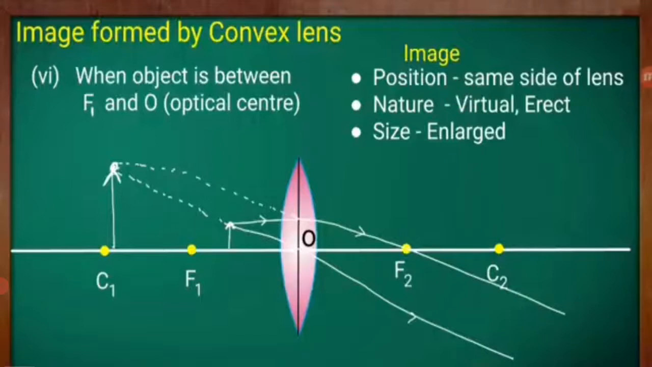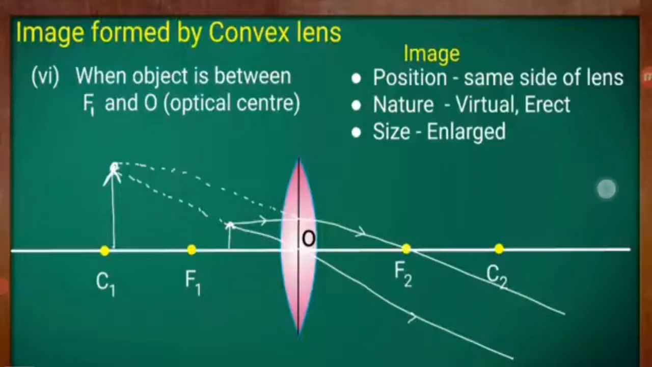So these are the 6 cases, children, we are considering for the convex lens. You should learn about all these 6 ray diagrams or the image formation. So with respect to the convex lens, they will be giving the object position. According to the position, you need to draw the ray diagram, and you need to discuss the position, nature and size of the images.